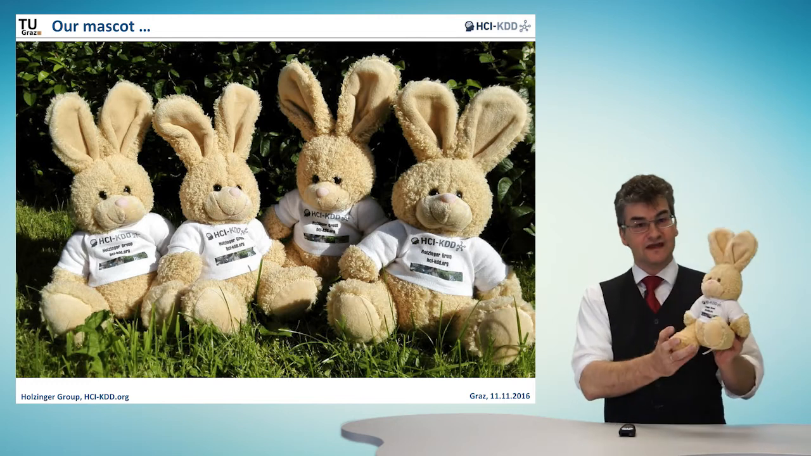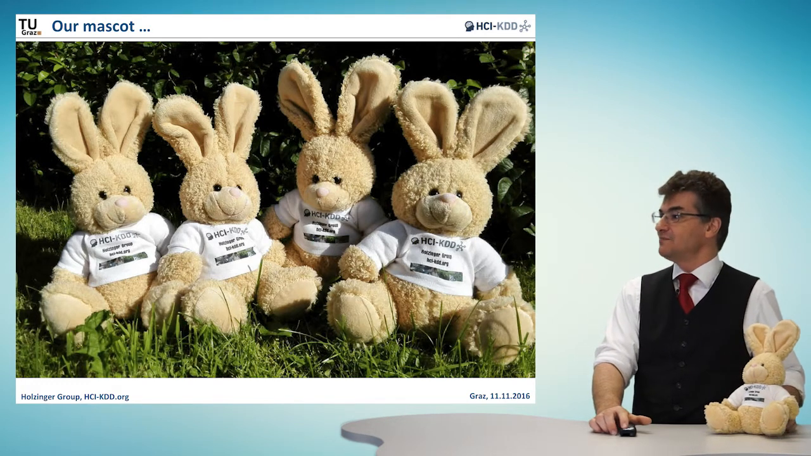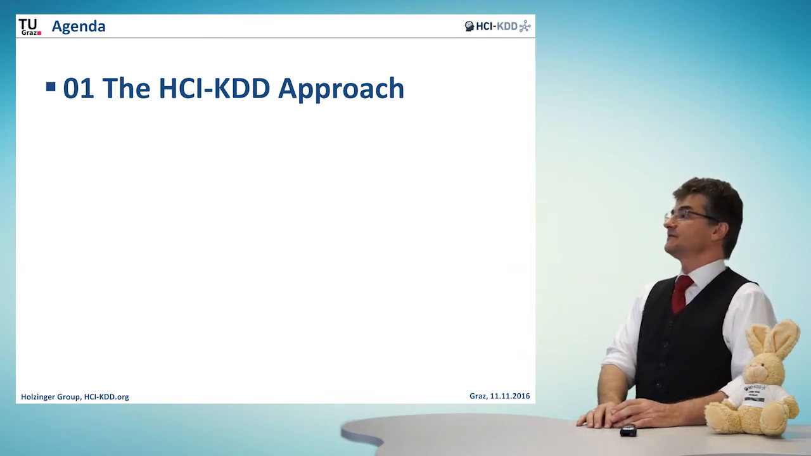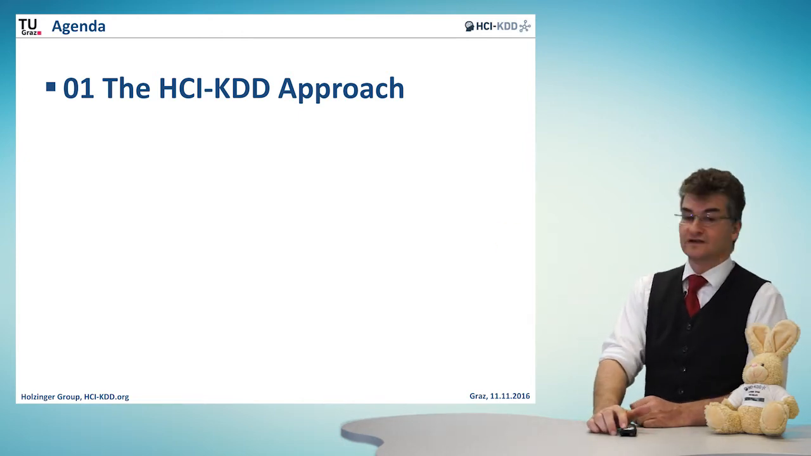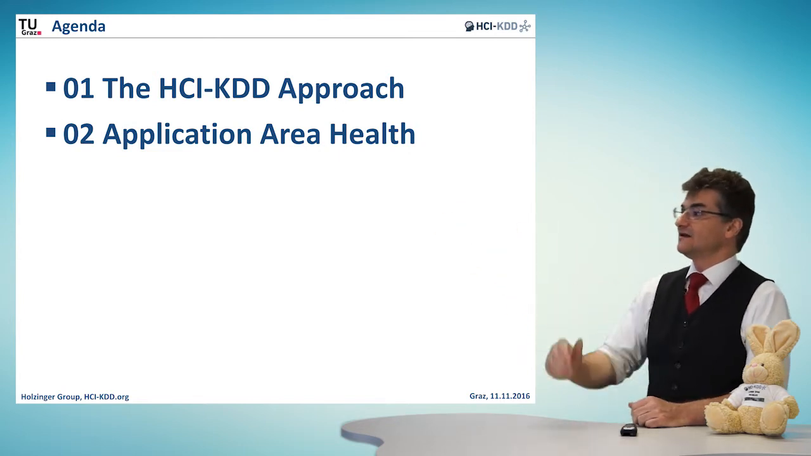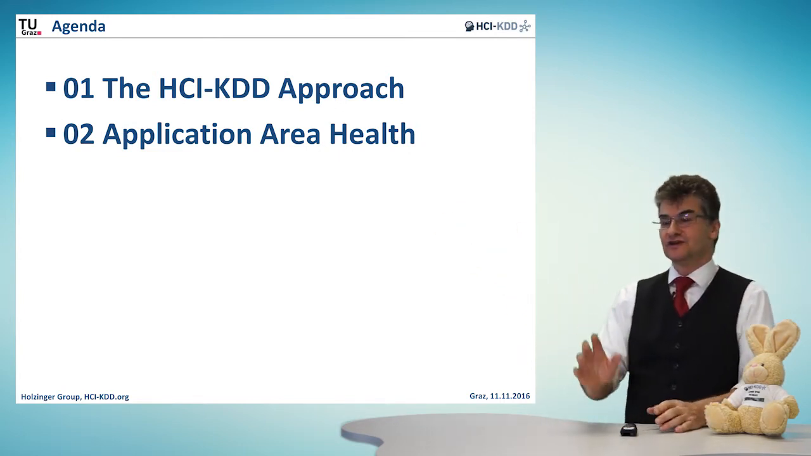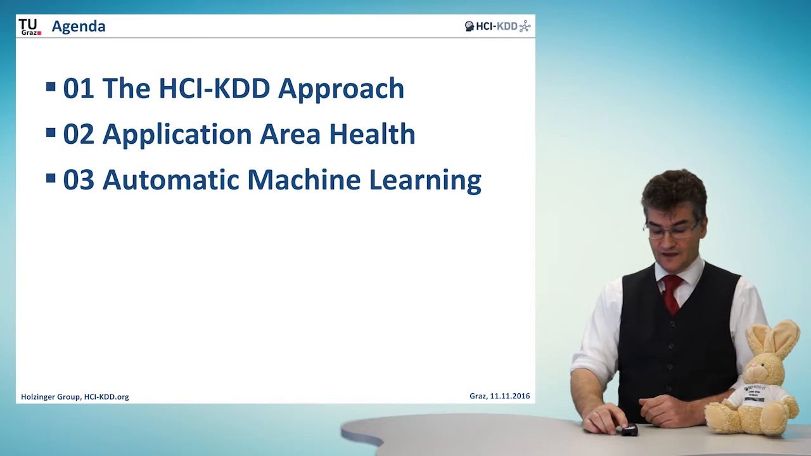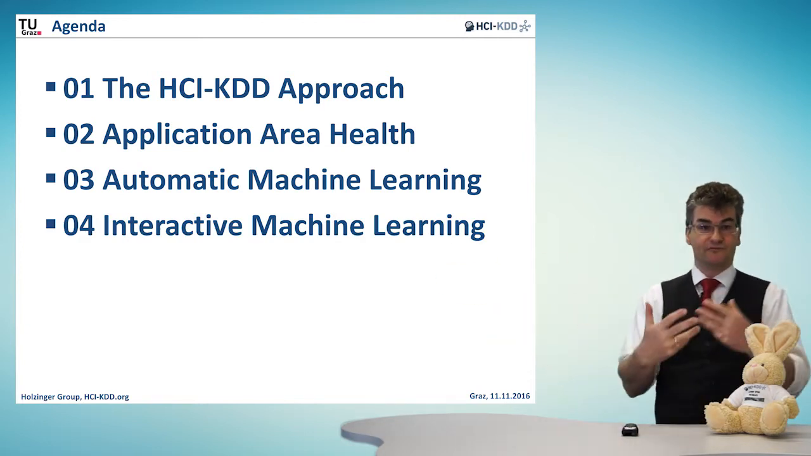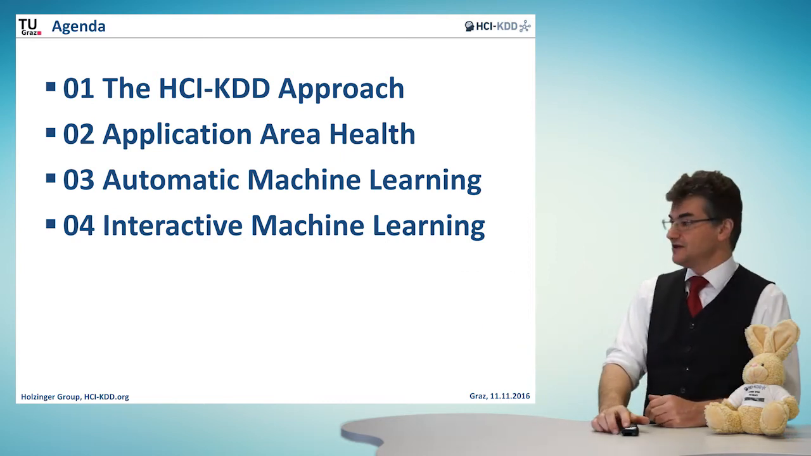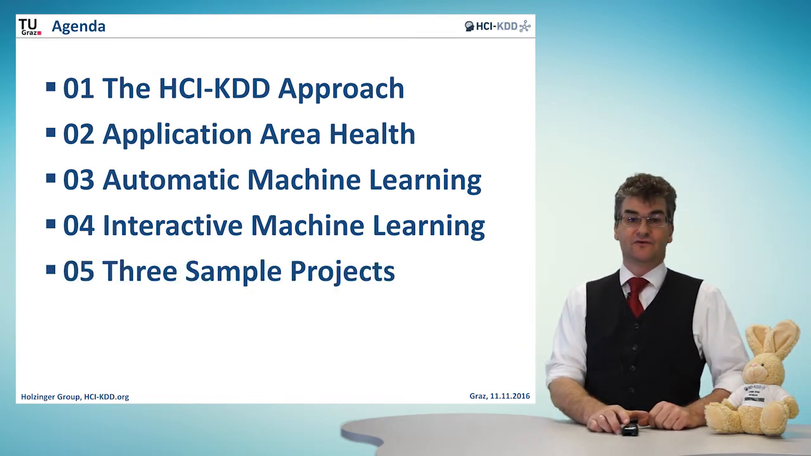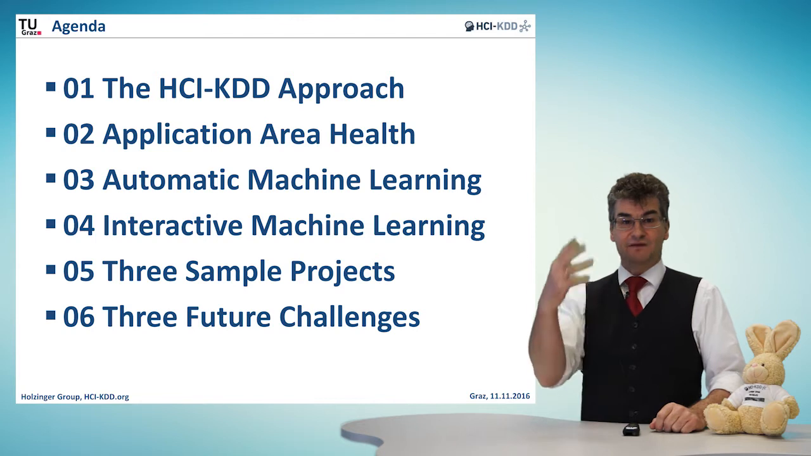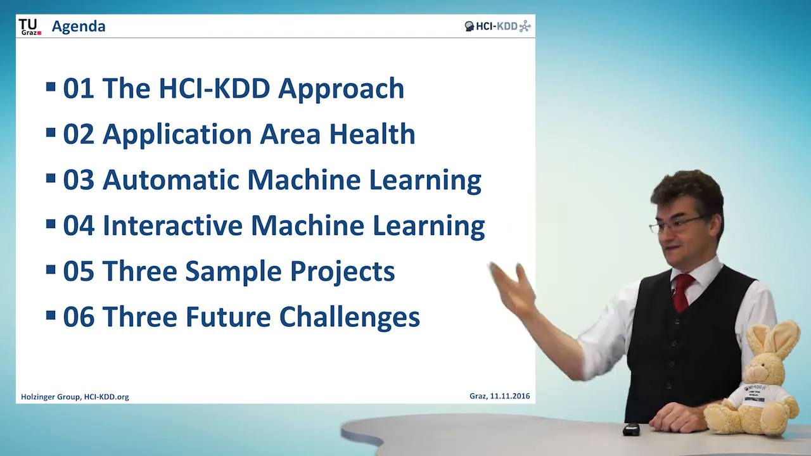Okay, so these are the colleagues. So this is the crazy group of machine learning rabbits, and I will provide you a short agenda through this short presentation. At first, I will explain what is the HCI-KDD approach. Then I will very, very briefly touch the application area health. Then we will show you what automatic machine learning can do. And then my special baby and what my group is challenged is interactive machine learning. And I will give you some insight into 3 sample projects and 3 future challenges. And you know, this is the old Chinese proverb, the magical number 3. So all good things come in 3, therefore the number 3.